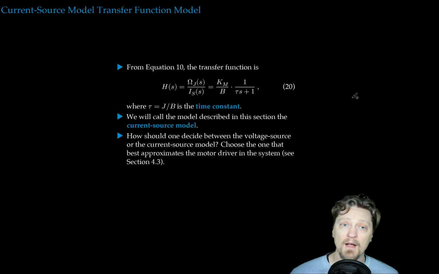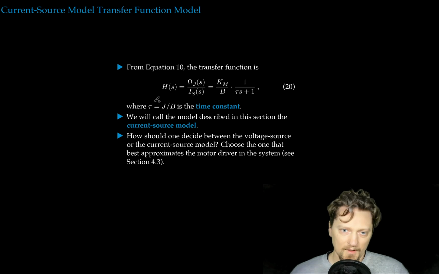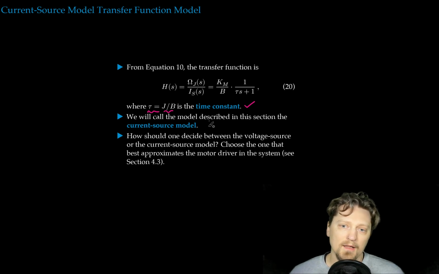Okay, so we can also derive a transfer function model for the current source model, and in a similar way to what we did for the voltage source model, we can find the transfer function, which is the output omega j over the input Is, to be equal to this ratio of values in s, the Laplace complex variable. Here we have used tau to be J over b. We call that the time constant. We will call the model described in this section the current source model.